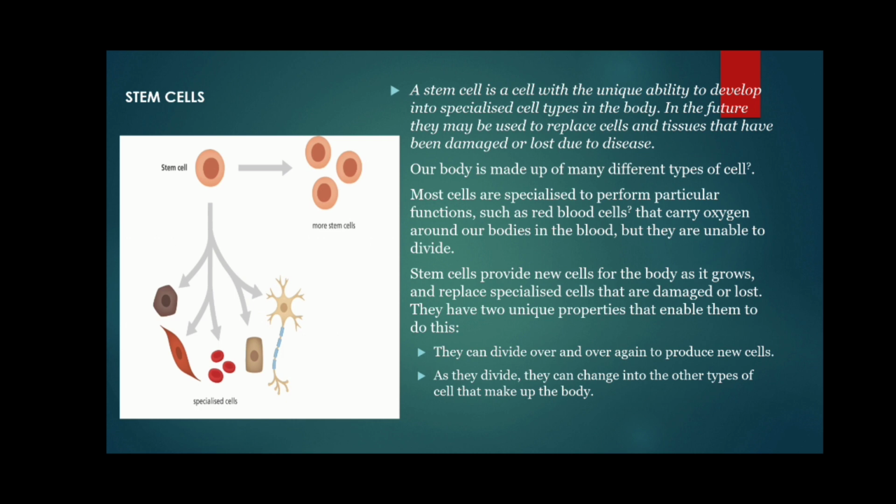Means if medical science achieves such things, that is how to regenerate the lost cell or the tissue or the organ, then it will be a big achievement for medical science. So here, our body is made up of different types of cells, and most cells are specialized to perform particular functions, such as the RBC having the ability to carry oxygen around our bodies, but RBCs are unable to divide.